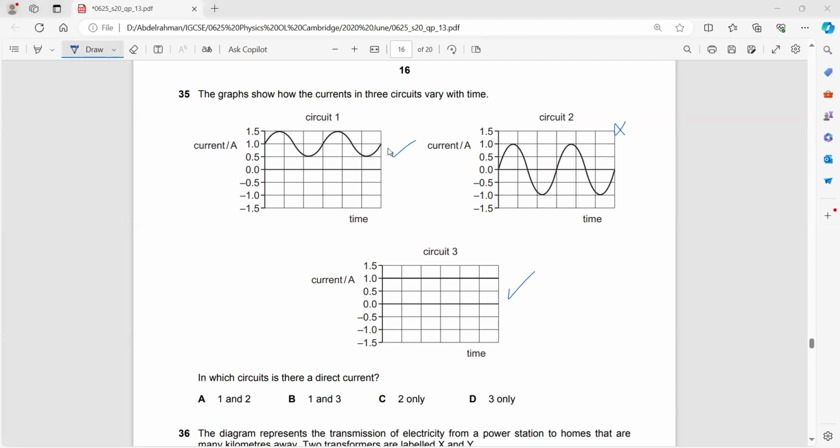Because the current is only on the positive side. It's changing the value, but it's still positive. It hasn't changed to negative. For example, in two, it was alternating from one to negative one. That's why it's alternating. It went to the negative side. In circuit one, it's only on the positive side, so it will be a direct current. So it is B, one and three.